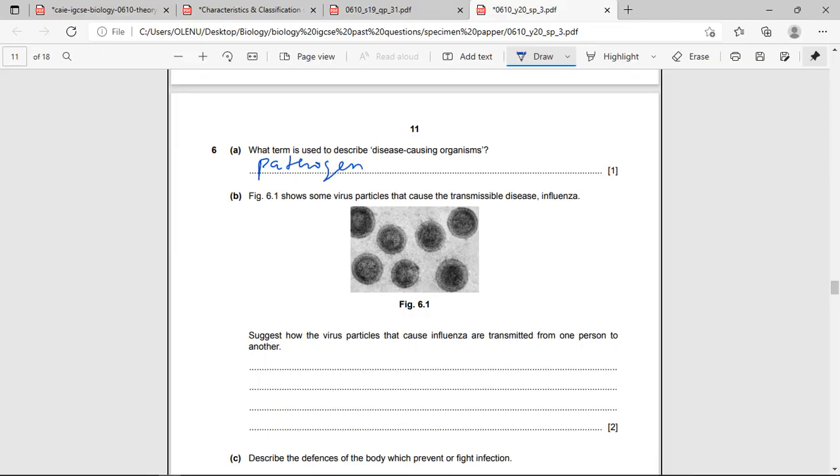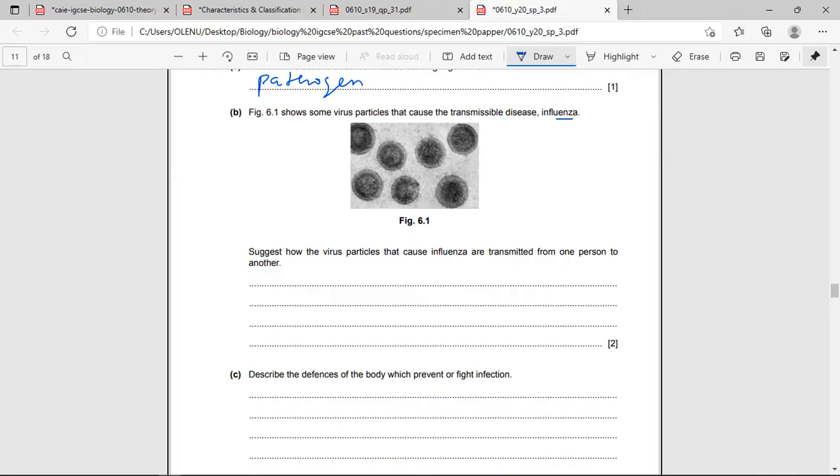Figure 6.1 shows some virus particles that cause the transmissible disease called influenza. Suggest how the virus particles that cause influenza are transmitted from one person to another. You can transfer it through a sneeze. It can be transferred when you inhale it because it is airborne. You can also be infected through contact with an infected person.